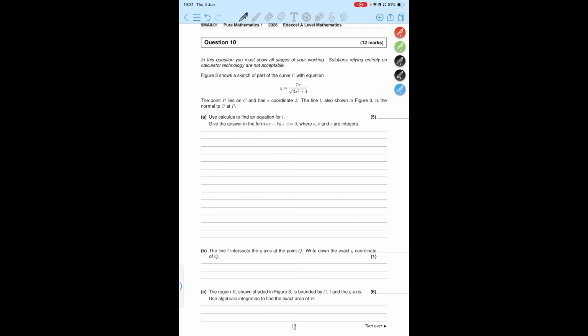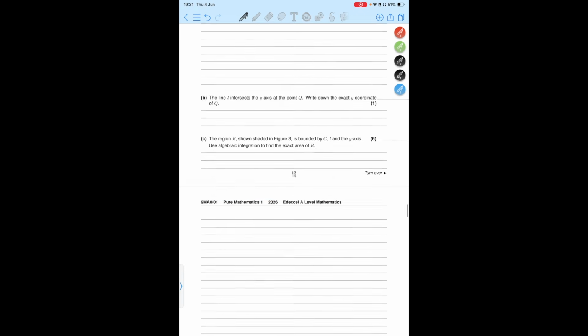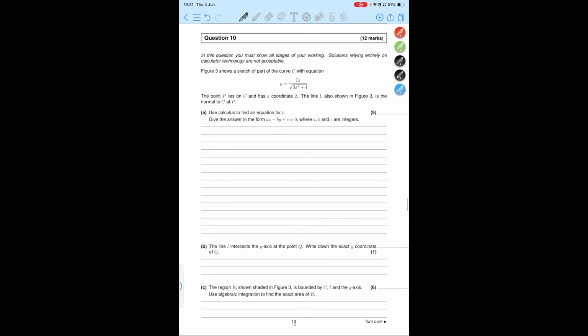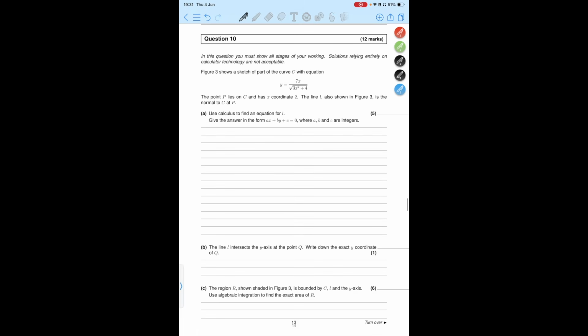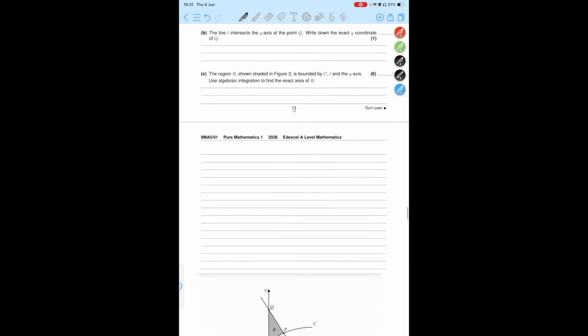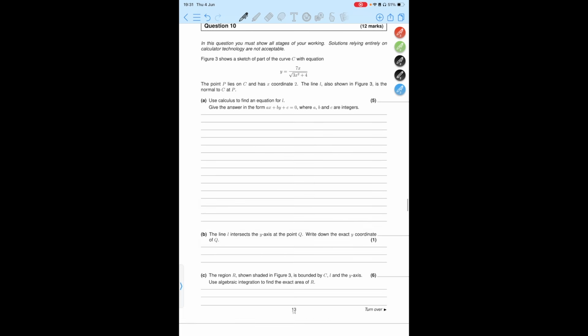So let's start with this. We've clearly got this curve here, and what I've done again is I've pasted the accurate diagram at the bottom. So we've got a curve C given by this equation here, and we have a point P that has x coordinate 2. And the line L is the normal to C at this point. So I'm going to label this straight away as 2 because I feel like this is going to help later on. So that's x equals 2, and that's the normal to C at the point P. So use calculus to find an equation for L.